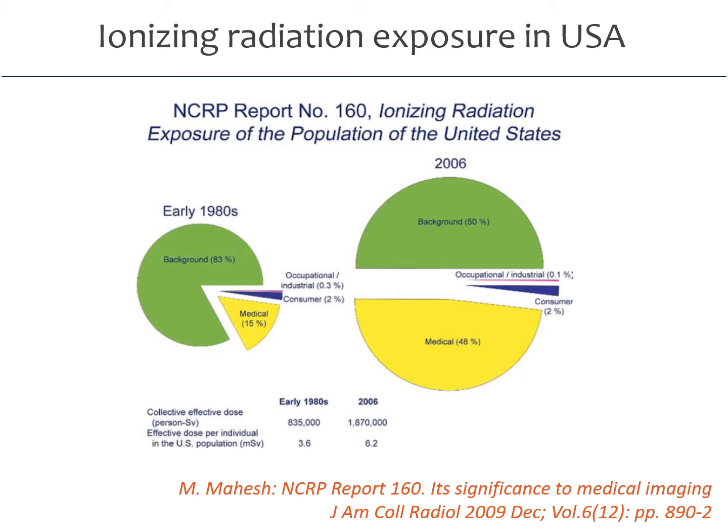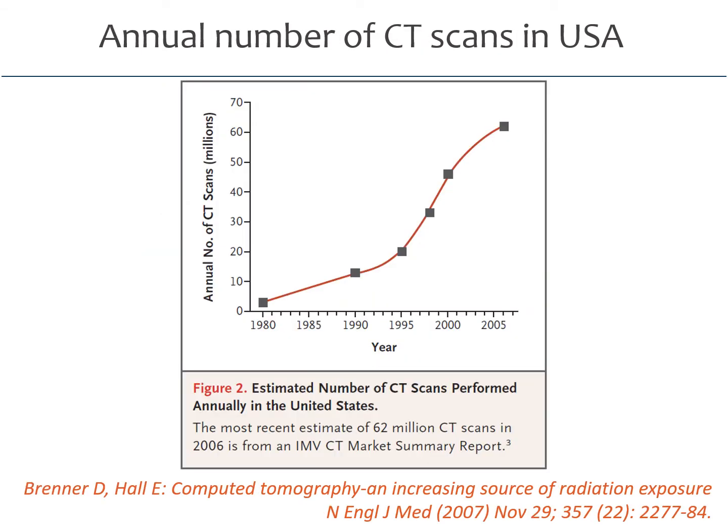This attitude started to change with the introduction of helical and multi-detector CT, which led to a dramatic increase in the number of CT scans performed and a significant increase to the collective radiation doses received by patients from diagnostic procedures. The National Council on Radiation Protection and Measurements, the leading radiation protection organization in the US, estimated in 2009 that the annual average exposure to the US population raised from 3.6 millisieverts to 6.2 millisieverts from the early 80s to 2006. And that increase was due to medical imaging, whose contribution raised from 15% to almost 50%. And as we said, this increase was primarily due to the explosion in the use of CT, which jumped from 3 million scans in 1980 to more than 60 million scans in 2006.